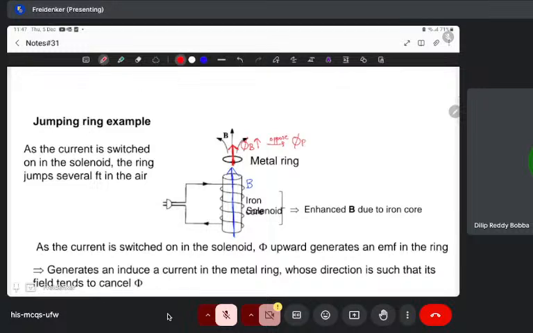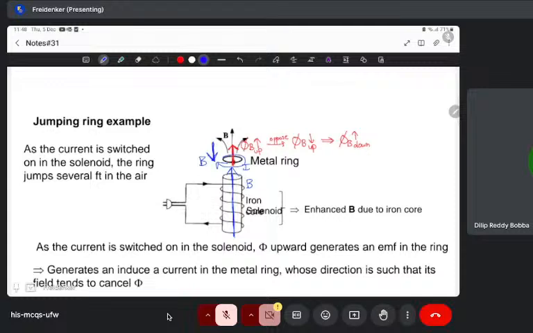In the upward direction it is increasing. So how do you oppose it? You decrease it in the upward direction. How do you decrease it in the upward direction? Basically you increase it in the downward direction. So if you're increasing it in the downward direction, take your right hand thumb, point it downwards, and then curl your fingers. You will get your direction of induced current, which will be clockwise direction, and the magnetic field associated with this metallic ring will be downwards.